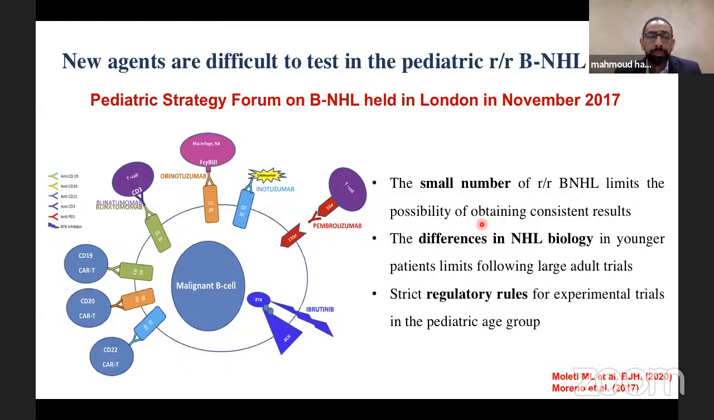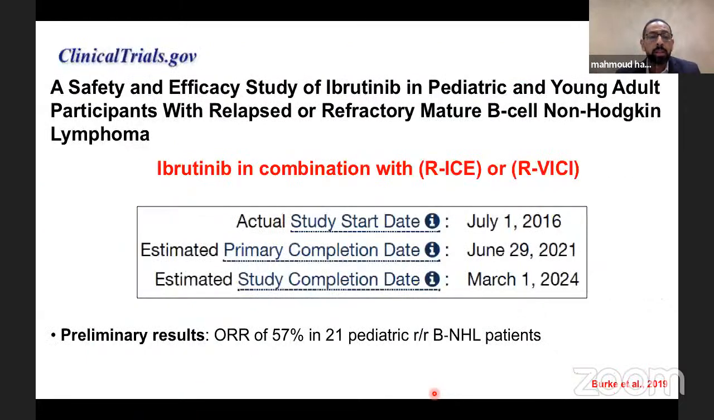Many agents are tried in the adult age group in trials, like CAR T cells, checkpoint inhibitors, and ibrutinib, but the small number of relapsing patients in the pediatric age group didn't give the possibility of obtaining consistent results like adult results. The difference in non-Hodgkin lymphoma biology in younger patients also limits following large trials, besides the strict regulatory rules for experimental trials in pediatrics.